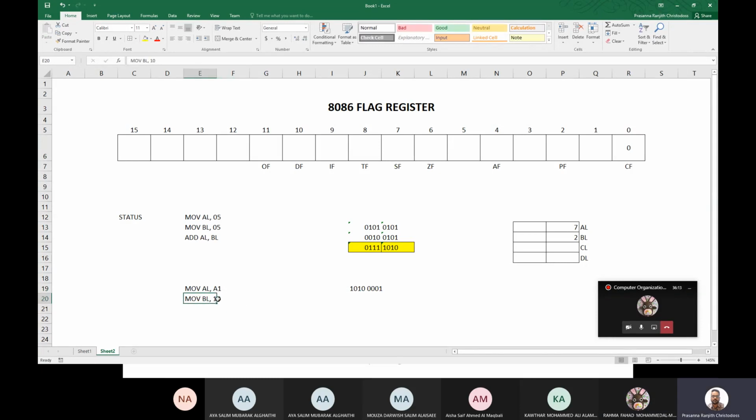You can change this value. BL can be 9 2. Okay, what is 9? 1 0 0 1 0 0 1 0. Sorry, 1 0 0 1 0 0 0 1 0. AL and BL, correct or no?